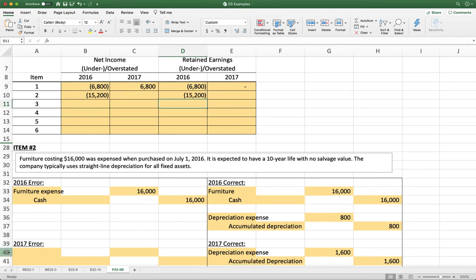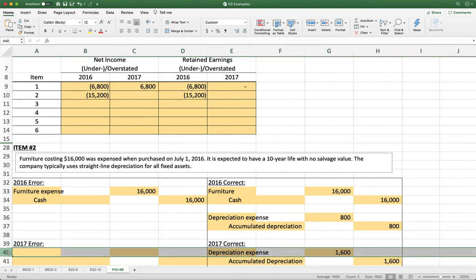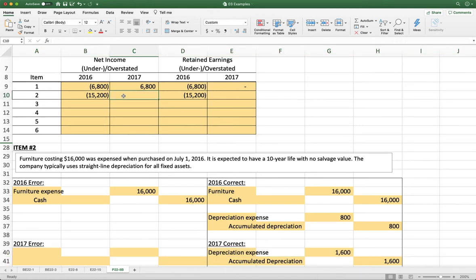Then in 2017, we should have taken depreciation expense, but they took no expense at all. So now our net income is going to be overstated because we did not take an expense which would have decreased net income when we should have. So this is going to start to reverse our understatement in retained earnings.